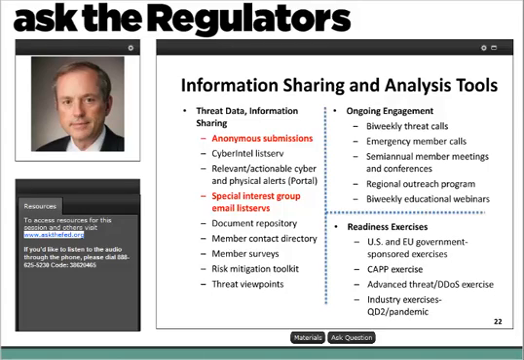Immediate, near real-time sharing of threat details and patterns is proven to help curb that threat. In many respects, there is strength in sharing because the sharing of one organization's incident becomes everyone else's defense. I've highlighted two features on this slide, the anonymous submission capability and the special interest group email list servers.